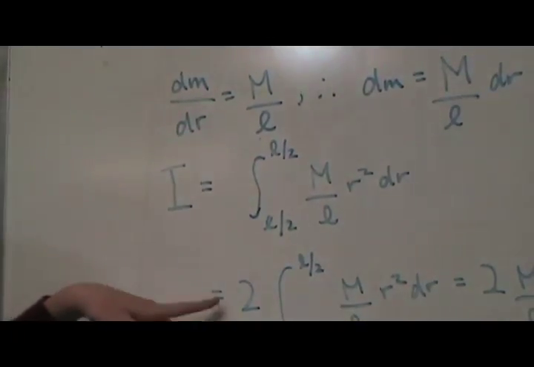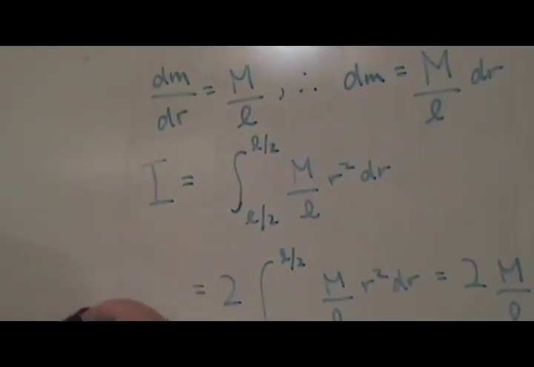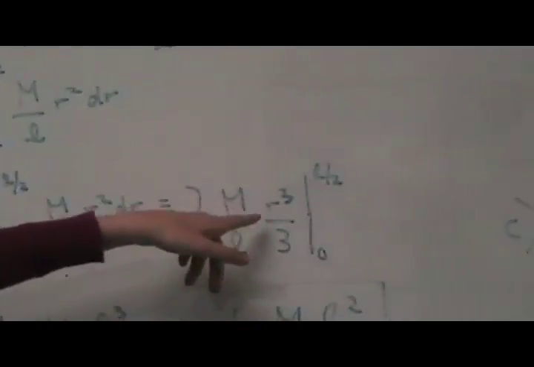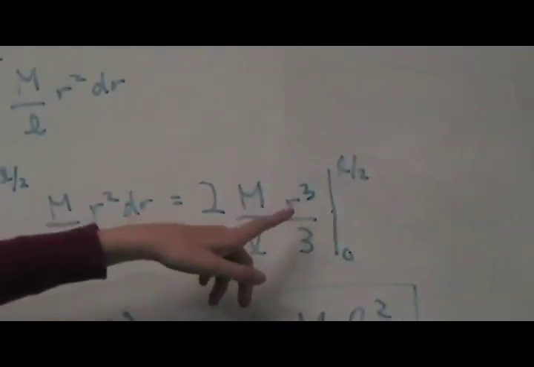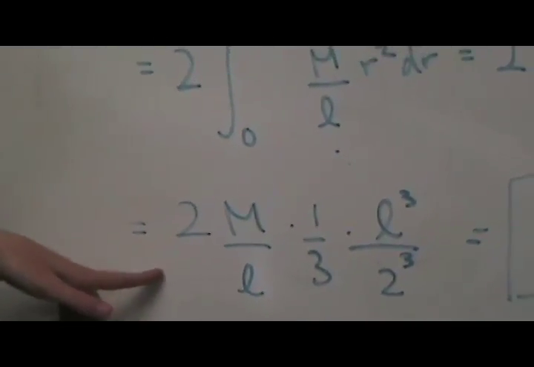And then that turns into 2 times the integral from 0 to L over 2 of this expression, which gives you 2 times m over L times r cubed over 3 from L over 2 to 0. Substituting in L over 2 for r, you can get 1/12 mL squared.